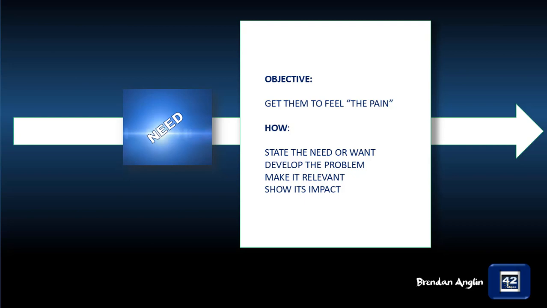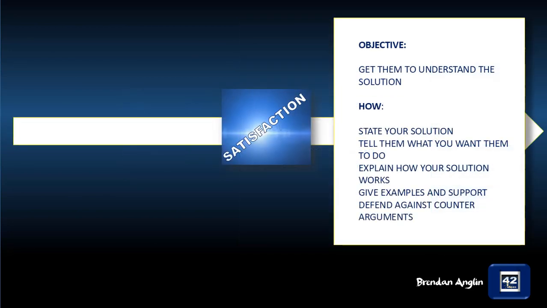How do you do this? Well, you state what the need is or their want. You develop that problem. You actually spend some time talking about the problem of not having your solution. You make it relevant to them. So you don't just talk about a problem in general. You make sure that that problem is relevant to them, and you show the impact of that problem on their lives.